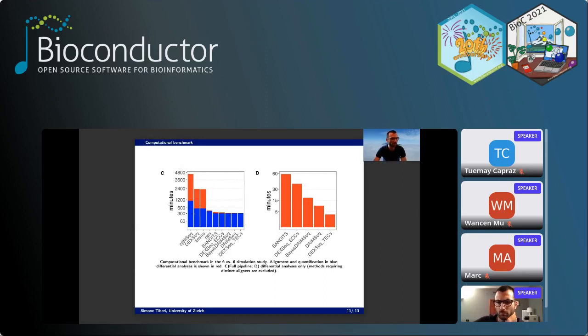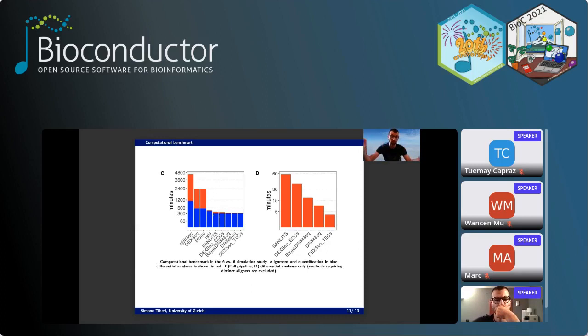And overall, when we consider the full cost, including alignment and quantification, the marginal increase, so the increase of these few minutes that bandits provides, is, I think, overall a very marginal increase in the cost of the full pipeline.